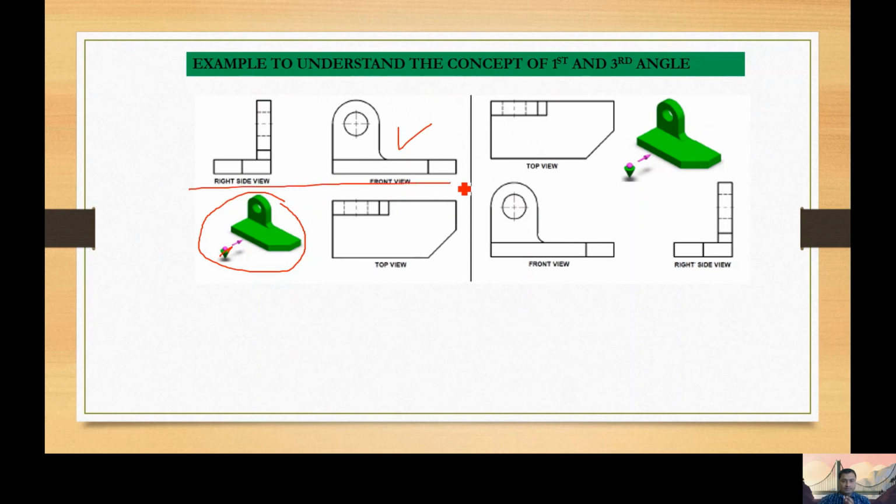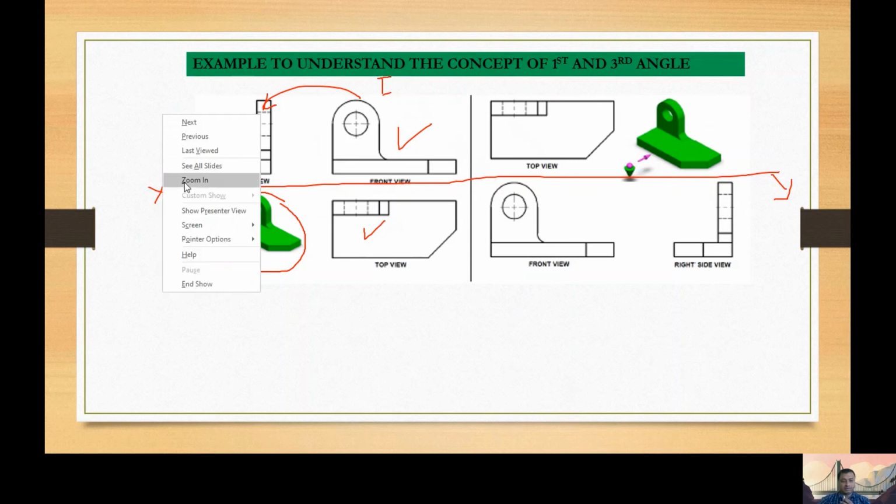If I have taken this as my XY reference, the front view is above. When you see from the top, the top view is below. Right side view is on the left. So this is my first angle. So you can identify from the views in which angle you are working. Front view is above, top view is below, and the right side view is on the left of the front view. This is the first angle.